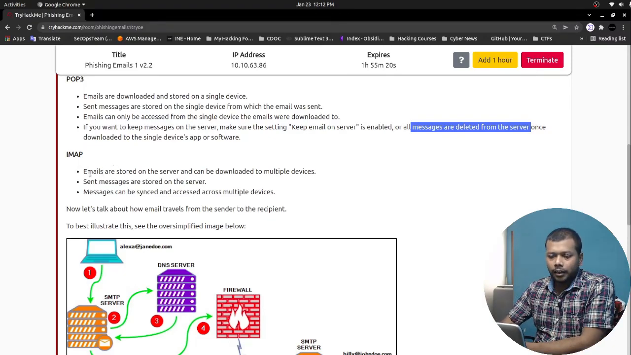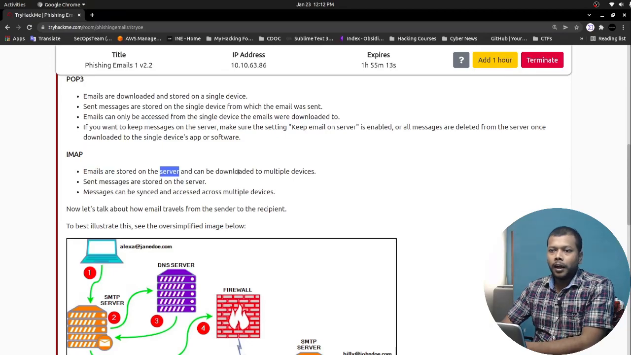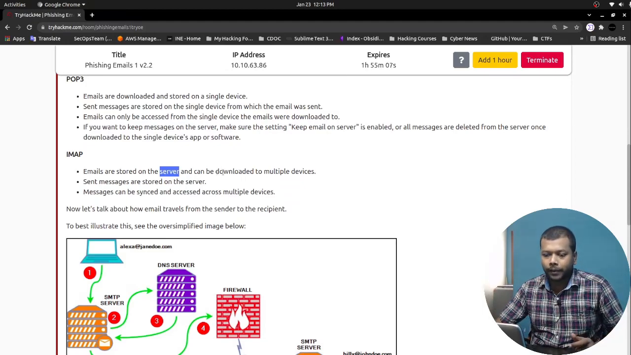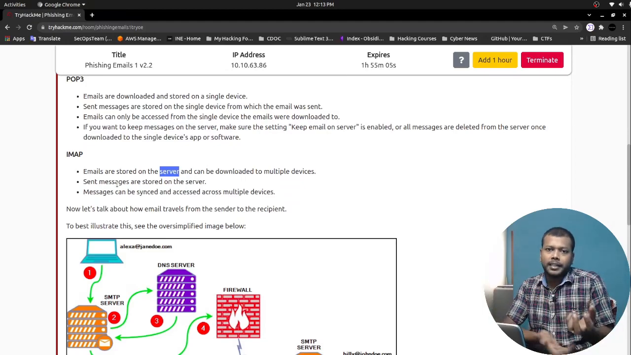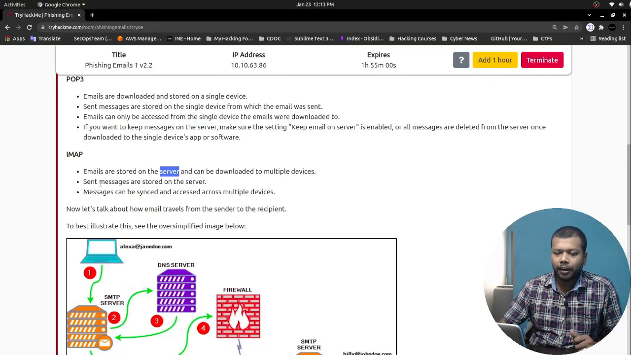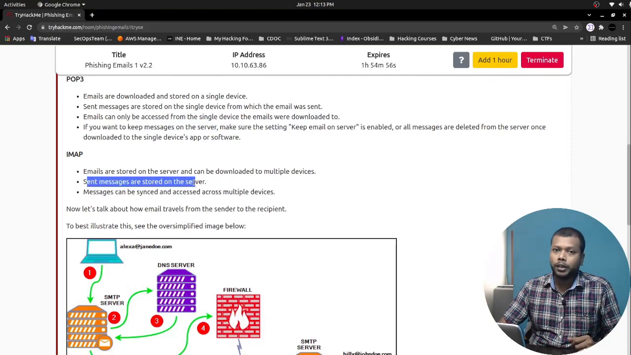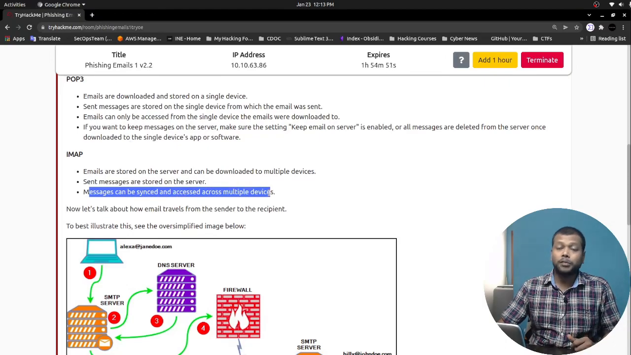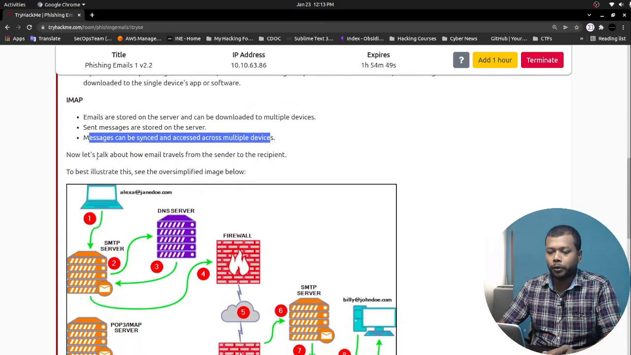So here are the crucial points about IMAP. Emails are stored on the server and can be downloaded to multiple devices. By using IMAP, the recipient device simply copies the emails from the mail server. The message is not going to be deleted from the mail distribution server, and the sent messages are stored on the server. So this is the very crucial point, and also the difference between POP3 and IMAP. Messages can be synced and accessed across multiple devices. So this one you also keep in mind.